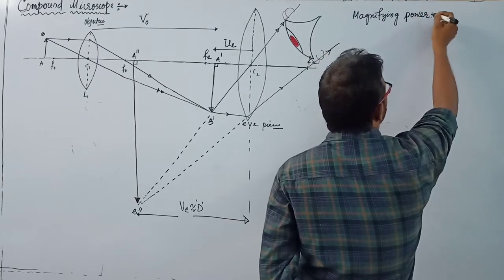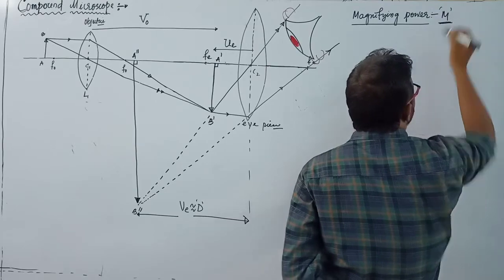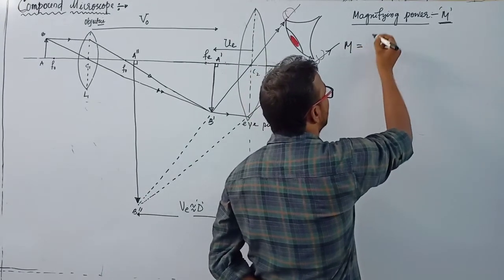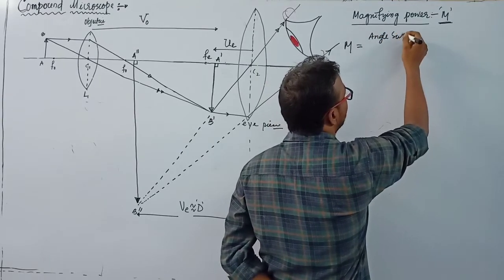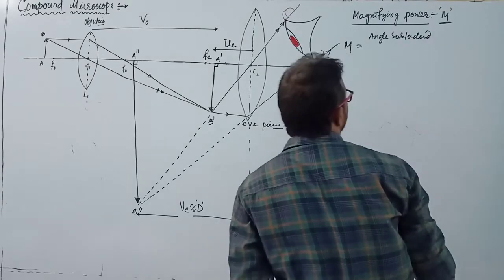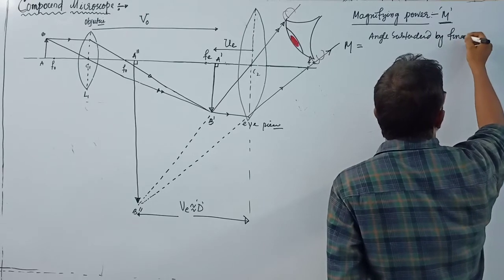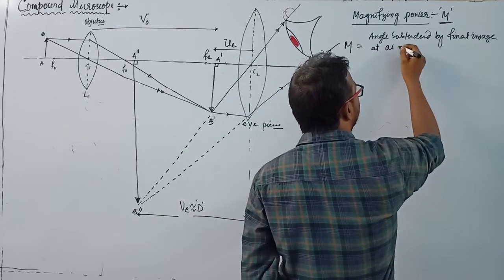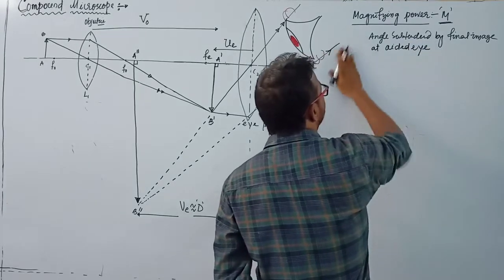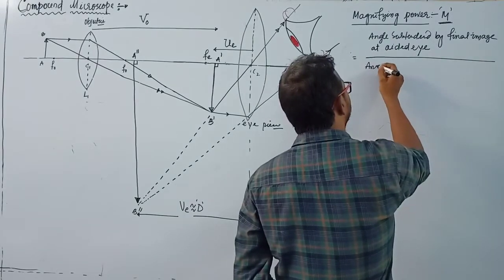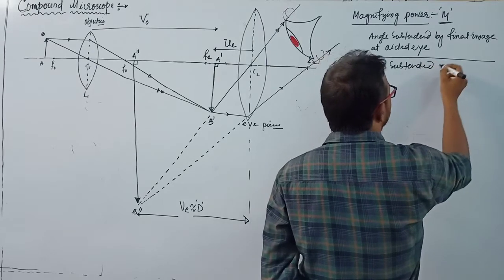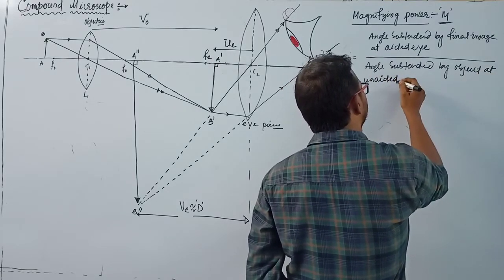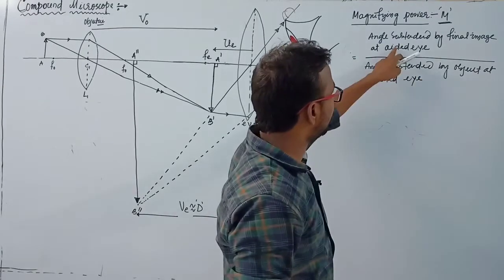Magnifying power, and it is represented by capital M. So what is magnifying power? We already discussed it in the simple microscope case. Magnifying power is defined as the ratio of the angle subtended by the final image at the aided eye, divided by the angle subtended by the object at the unaided eye. So we already know what an aided eye and an unaided eye are.